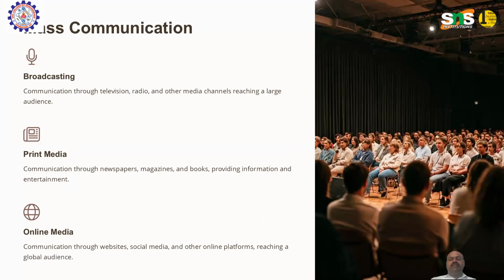Mass communication is broadcasting, print media, and online. Broadcasting is all your communication through television channels, radios, and other media channels, reaching a large audience. Print media is communication through papers, newspapers, magazines, and books, providing information and entertainment. Online is communication through websites, social media, and other online platforms, reaching a global audience, which is another form of mass communication.